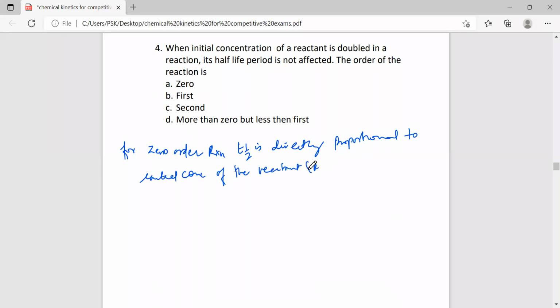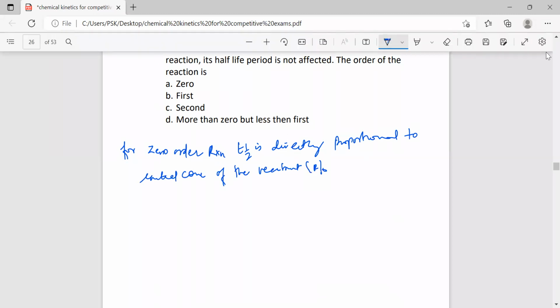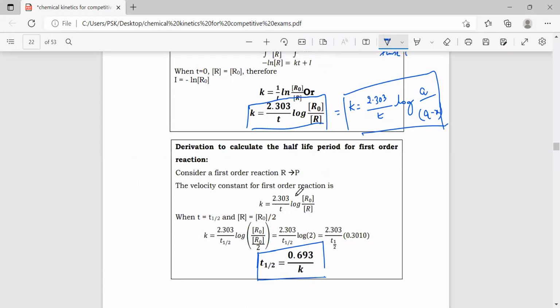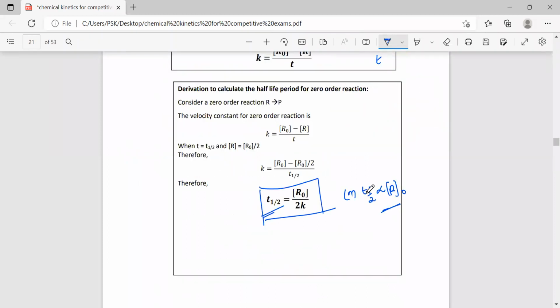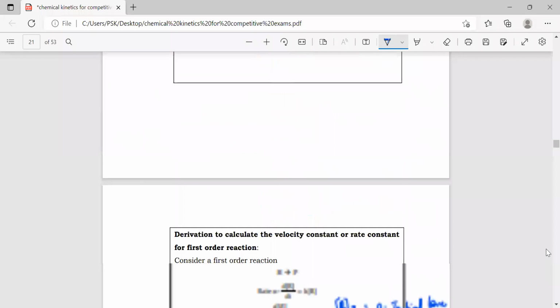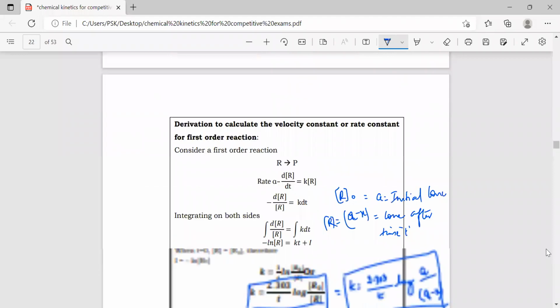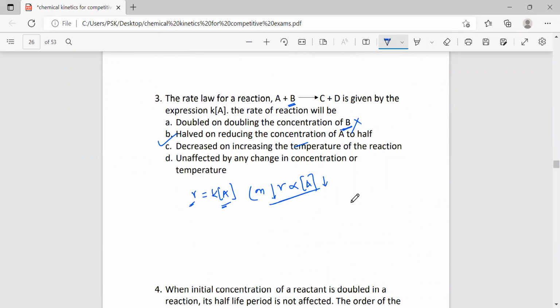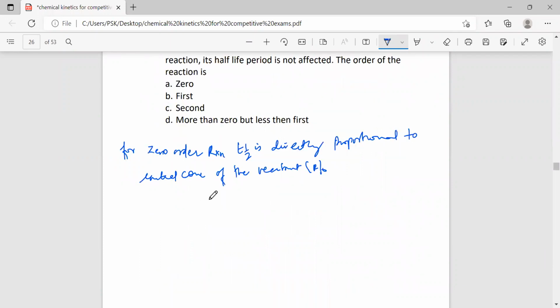That is R naught. If you remember, we did this. T half is equal to R naught by 2K, or I wrote T half directly proportional to R naught. This is for zero order reaction. Now you should remember all the formulas to work out the problems. It's directly proportional to R naught, or we can write T half is directly proportional to the initial concentration.